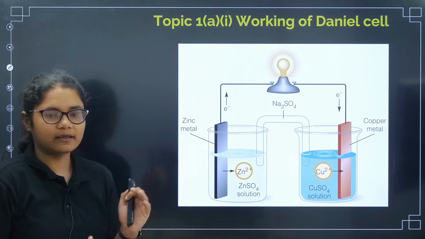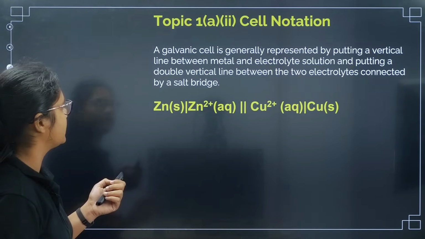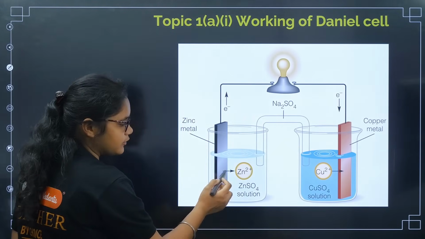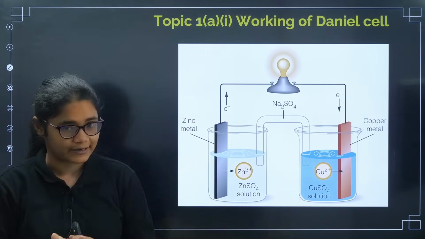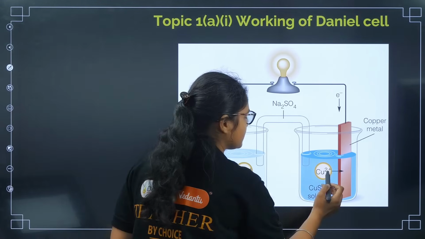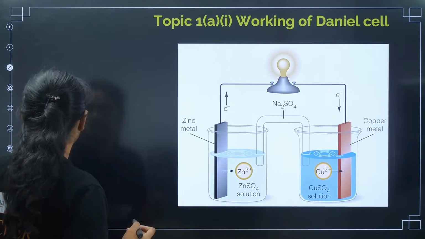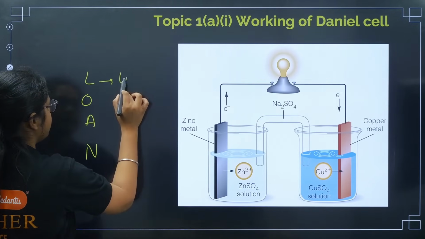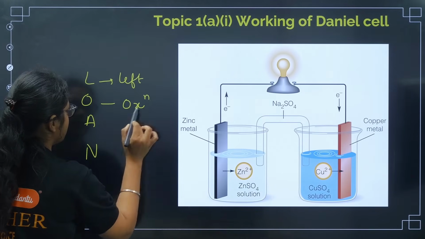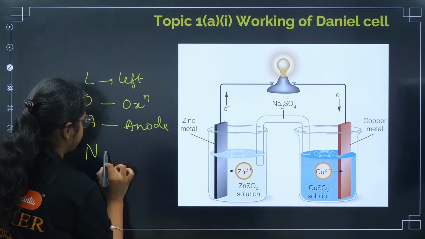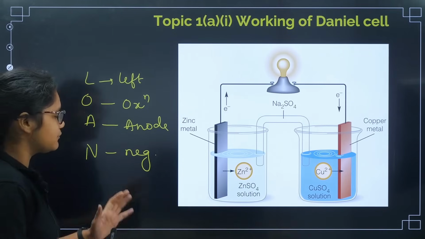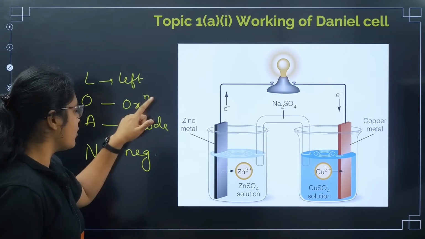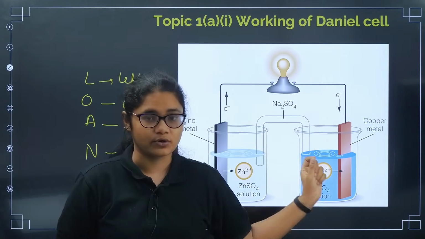First of all, the working, I think everybody will know, so we can just discuss it quickly here. What is happening? Zinc will lose electrons and come into the solution as Zn2+. The electrons move through the wire and the Cu2+ in the solution gets reduced. Here we have to remember one very important abbreviation, LOAN. What is that? Left, oxidation, anode, negative. What does that mean? On the left hand side the anode is present, it is negatively charged, and on the anode there is always oxidation, on the cathode there is always reduction.